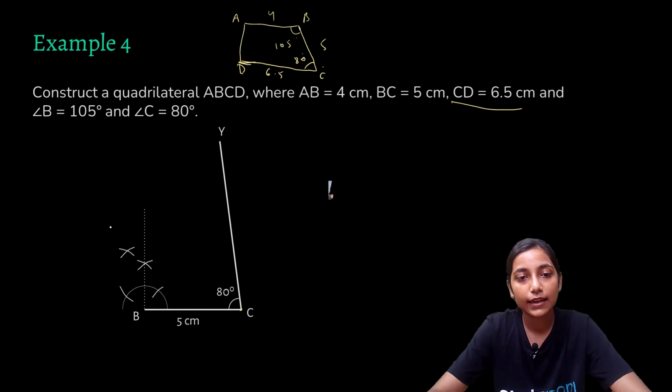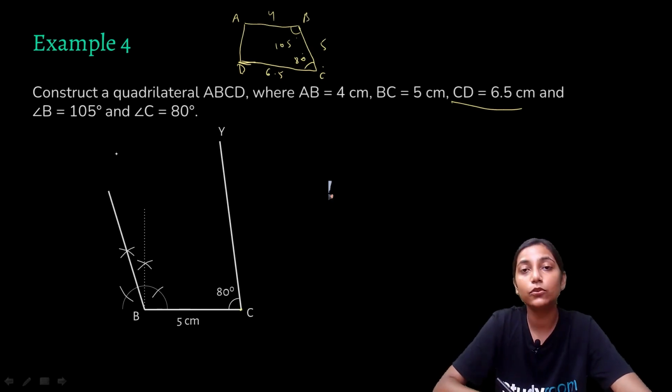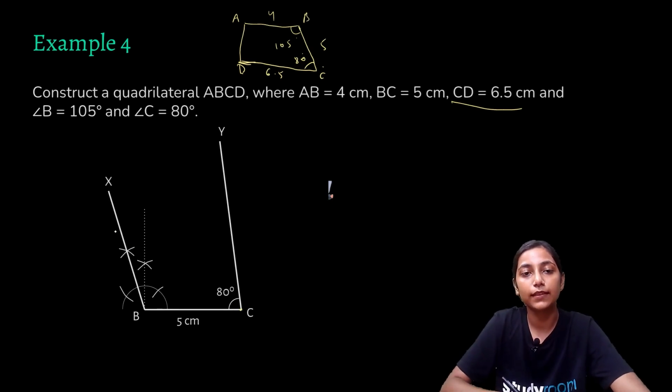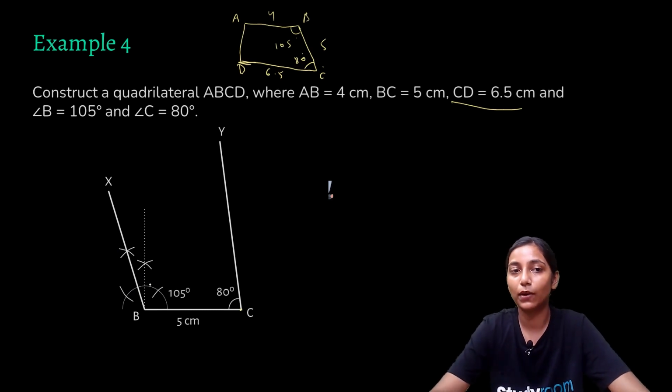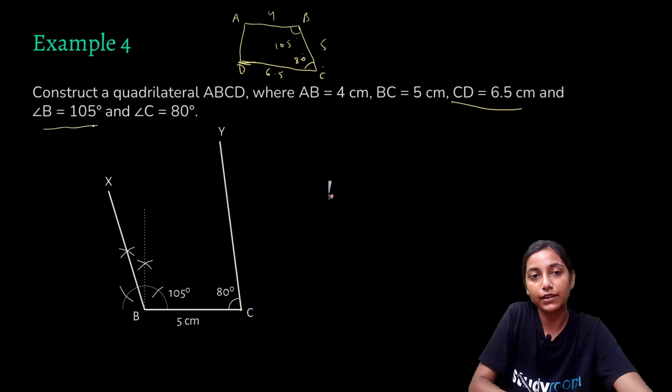Now draw a line from B extending and passing through this point. Extend it, call it BX. This is an extended line from B. This angle is 105 degrees. That was given to us. See here, it was given to be 105 degrees.